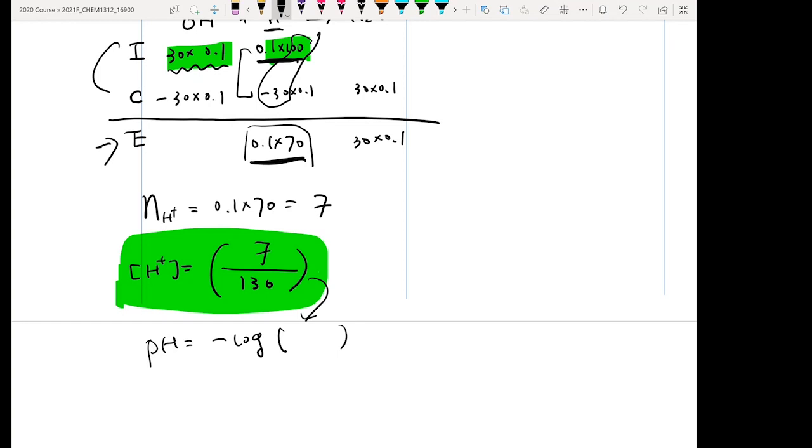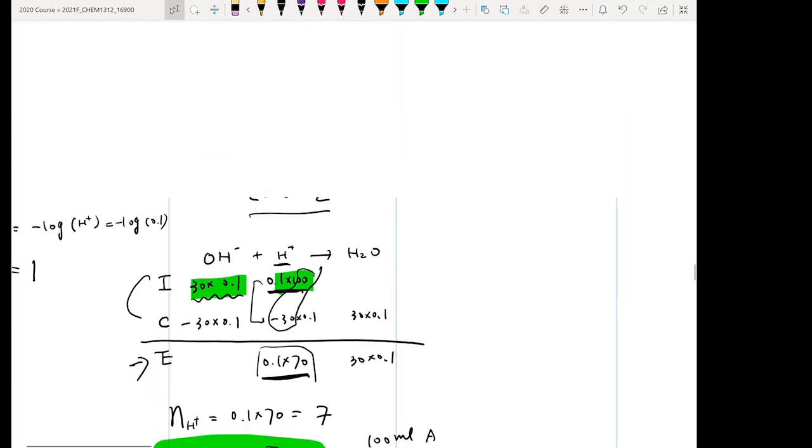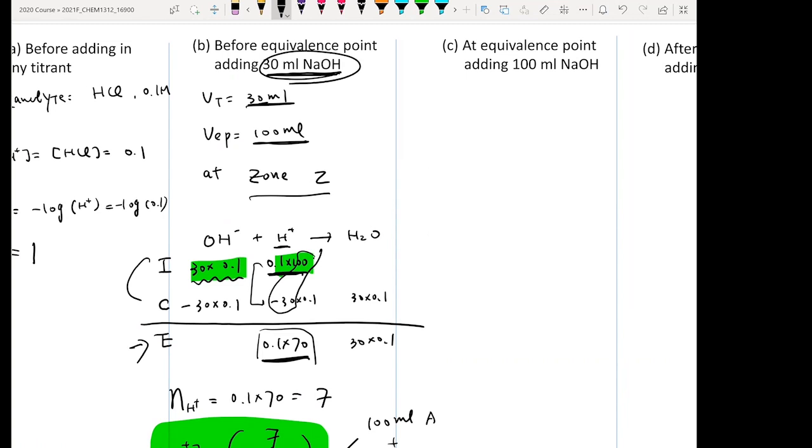Anyone have calculators? Is that a 130 down below? Yes. Where do we get that from? That is from 100 ml of your aniline plus 30 ml of your titrant, because at the top of the question you add in 30 ml of NaOH. Okay. Yes.